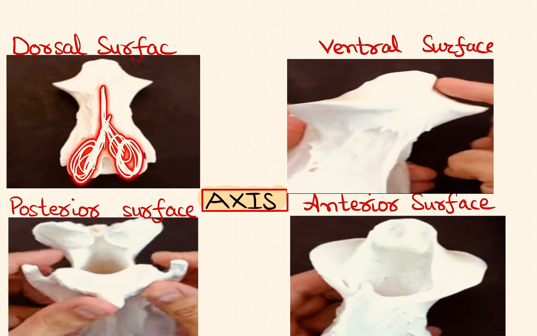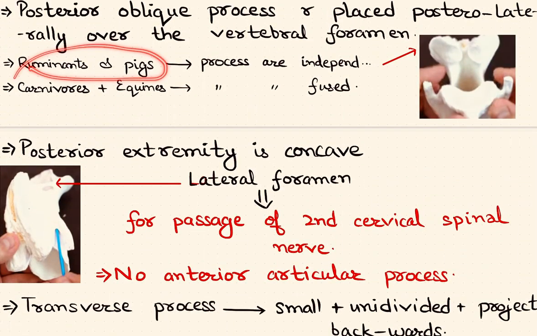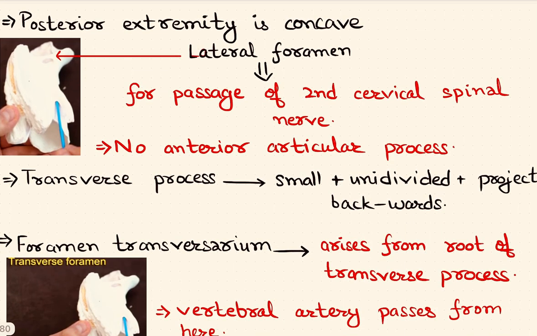They are joined with this dorsal spine. But in case of ruminants and pigs, these processes are independent, like you can see here. Now, in the posterior extremity, there is a lateral foramen. This is the posterior extremity where the third cervical vertebra will get joined.